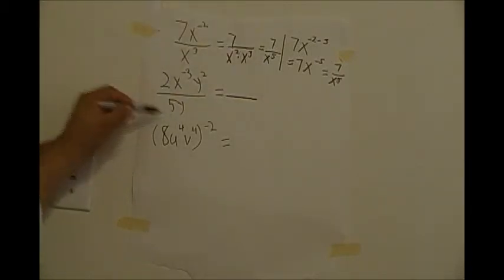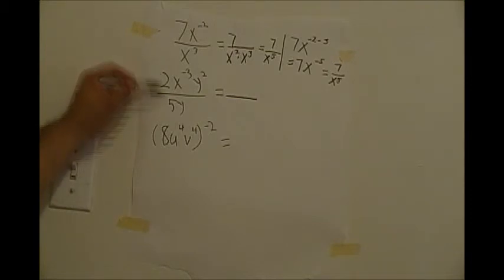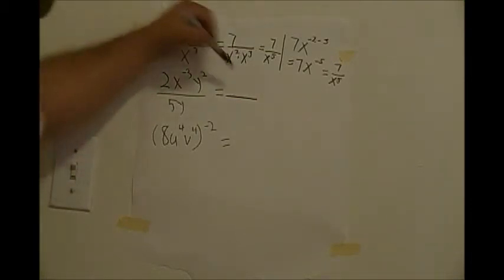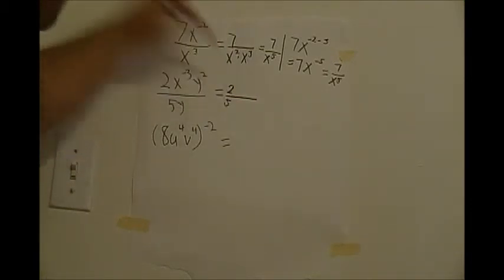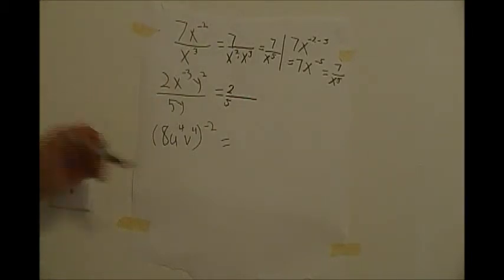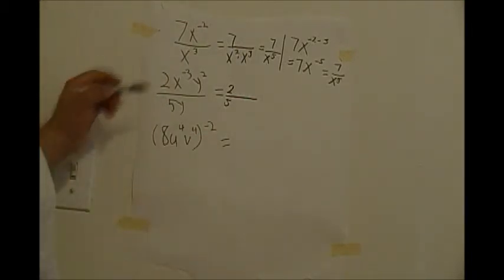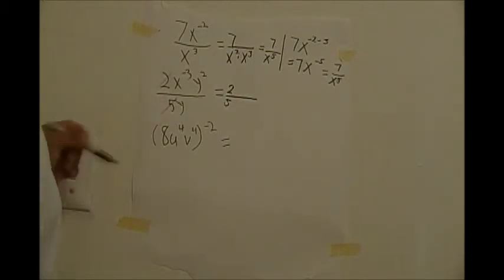Okay, let's focus on the numbers here. 2 over 5. We're not going to do anything, so we just copy them. 2 over 5, okay? Now if you want to make sure you keep track, you can just cross them out like that. Make sure you're done, okay?